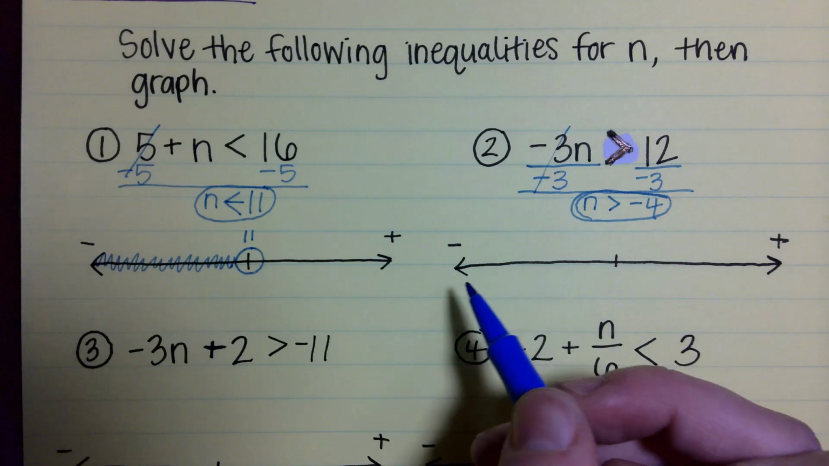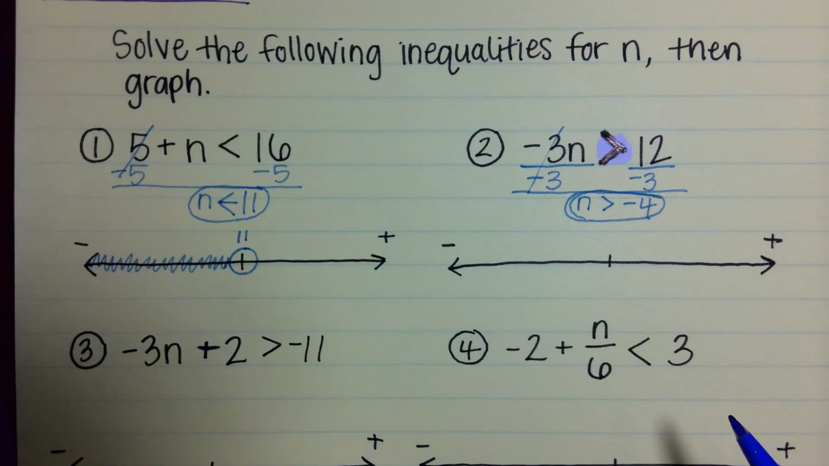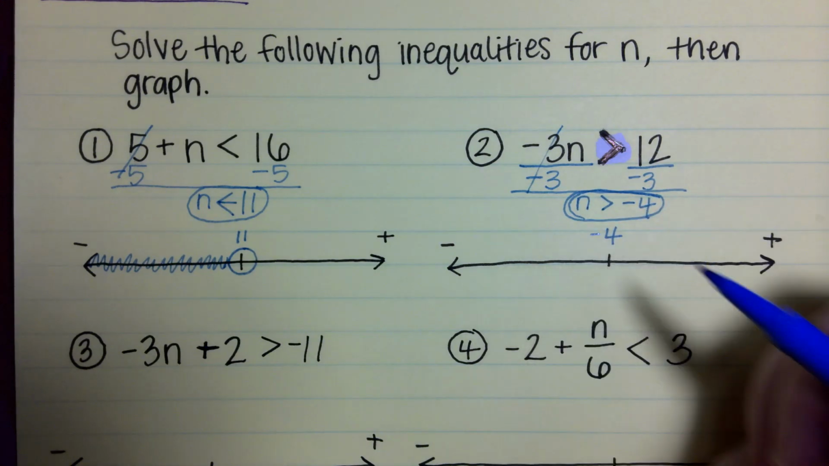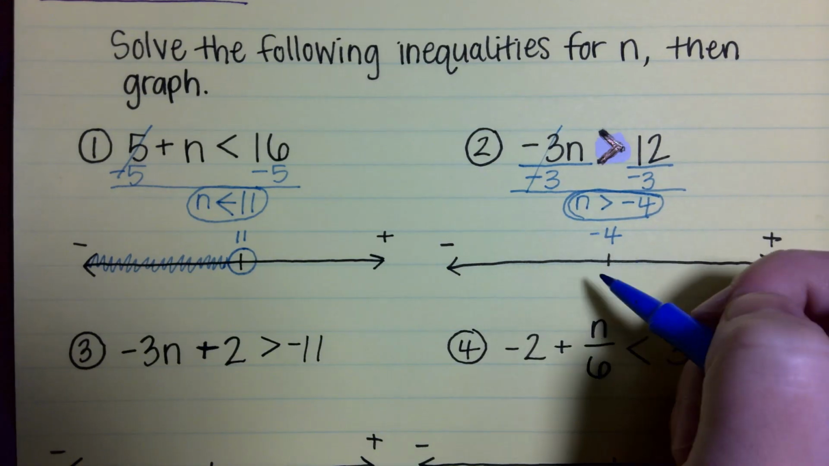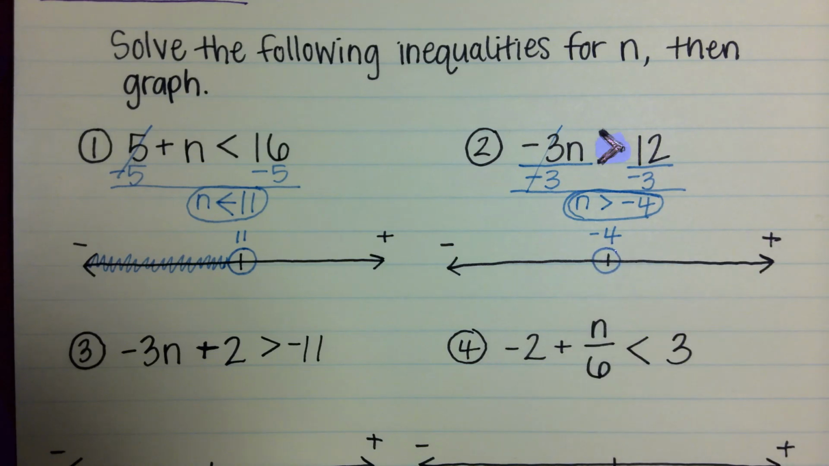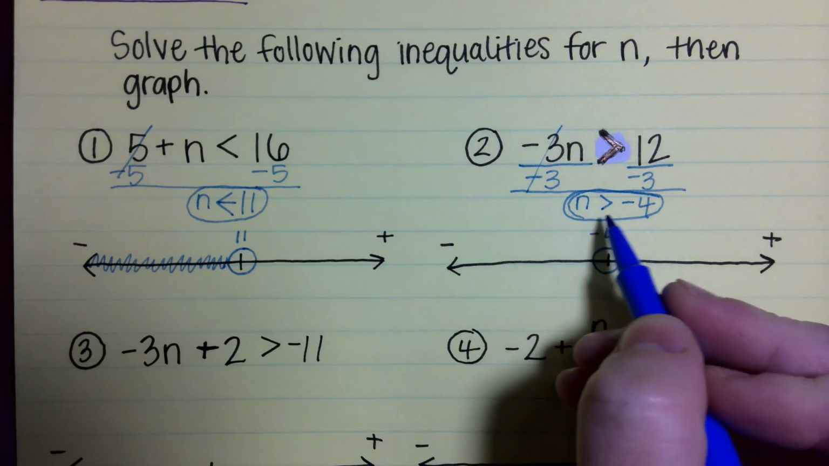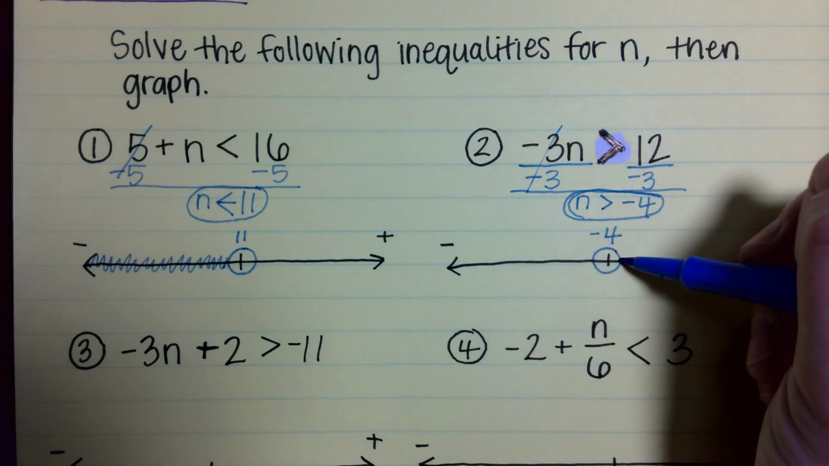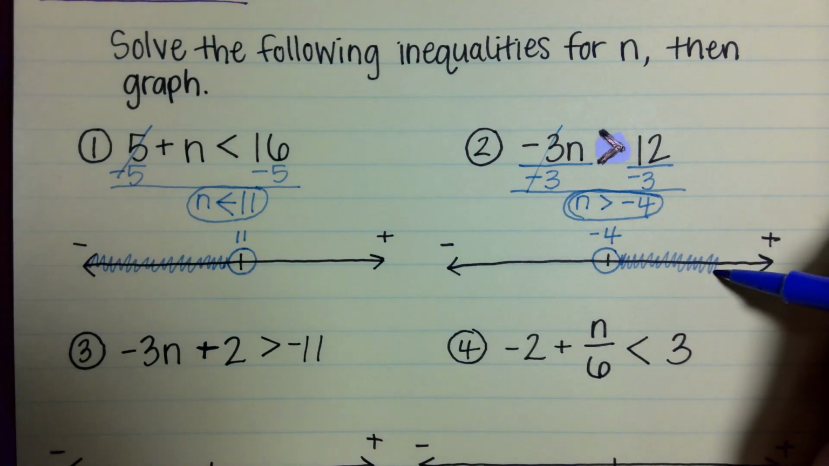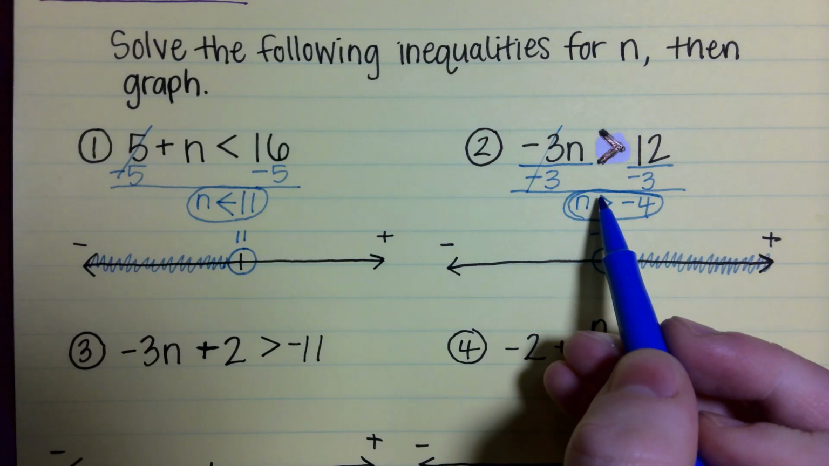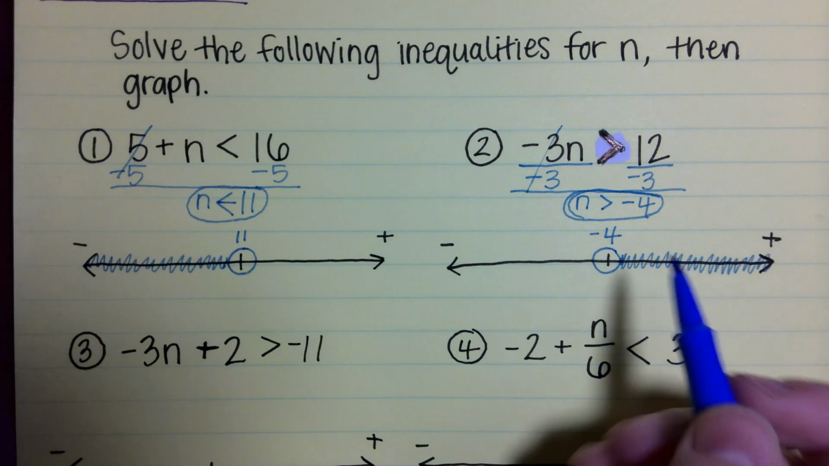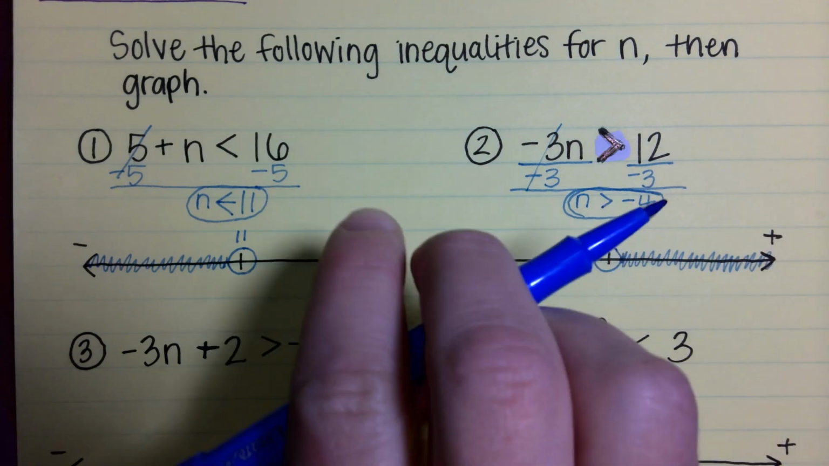How can we show that on the graph? We want to label our tick mark here with the number negative 4. I almost messed that up. Circle it. Do we shade it in? No, we don't. And then what direction? To the right, because n is any number that's greater than negative 4. So we're showing that these are the possible values for n. You also notice that our greater than sign points to the right. You could think of this as an arrow pointing the way you shade.